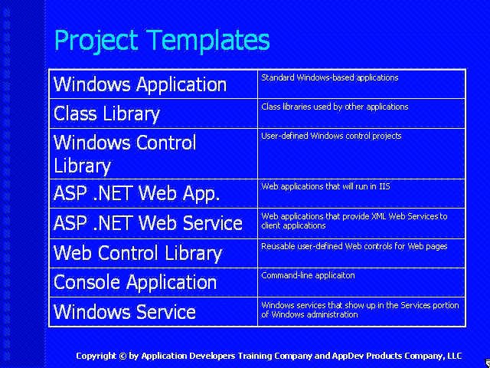ASP.NET Web Application, these are applications that run in IIS. We're going to look at those in greater detail later on. ASP.NET Web Service allows you to create web services, another topic that we're going to talk about later on. Web Control Libraries allow you to create reusable, user-defined web controls for web pages. So a lot like creating a Windows control, only now it's for the web. A console application is just a command line app. And finally, a Windows service, and these are services that run in Windows NT or in Windows 2000.